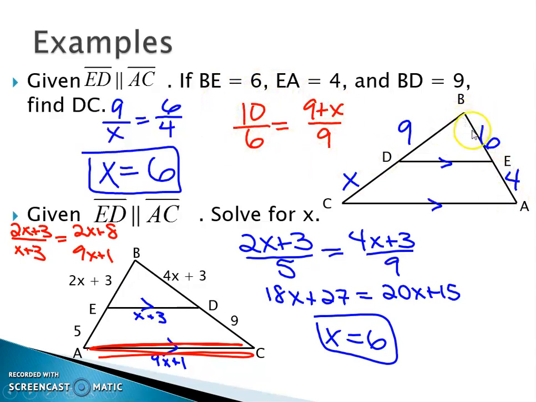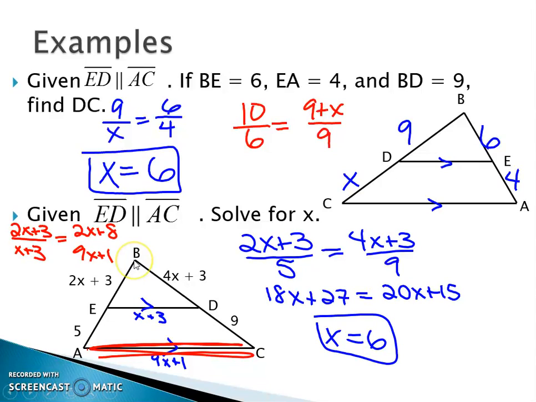You can also come up with another proportion. 10 to 6, 9 plus x to 9. So this side, the whole thing to this, whole thing to that. You can do that also. So x equals 6. Let's take a look at the triangle here. ED is parallel to AC. We're going to solve for x.